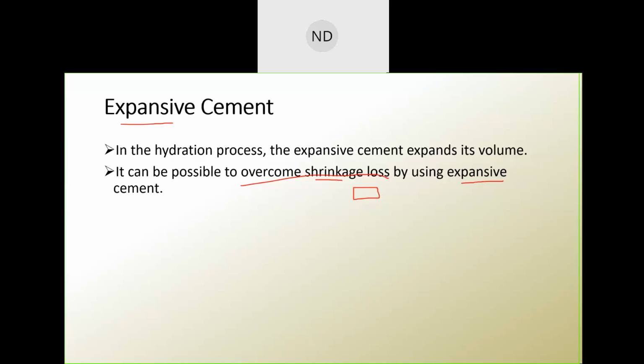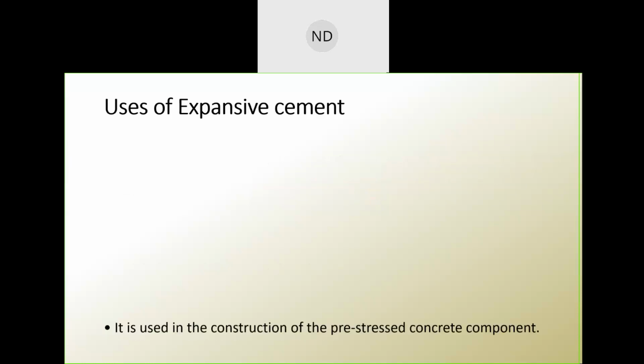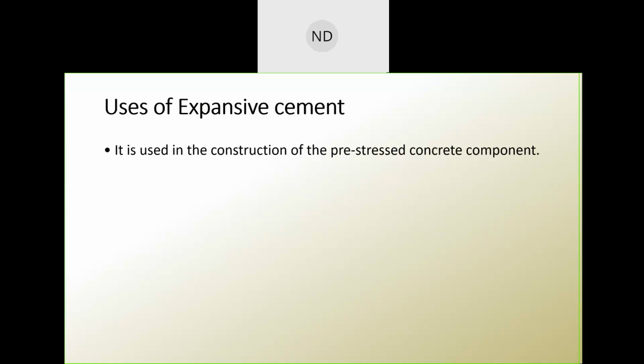So in those places you can use expansive cement. Uses of expansive cement: it is used in the construction of pre-stressed concrete components. It is also used for sealing joints and grouting anchor bolts.